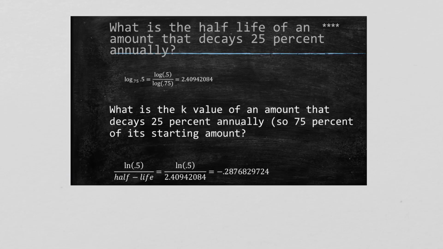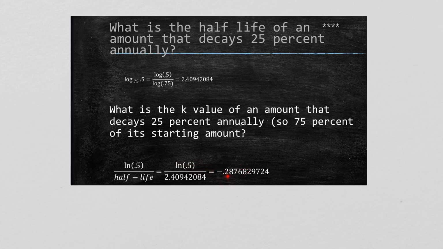So here's just another example. What is the half-life of an amount that decays 25% annually? So again, we're going to do log base 0.75 of 0.5. Okay, what power do I have to raise my 75% base to in order to get 50%? And then we can just, again, use the change of base formula if needed, and we get that the half-life is 2.4094284.